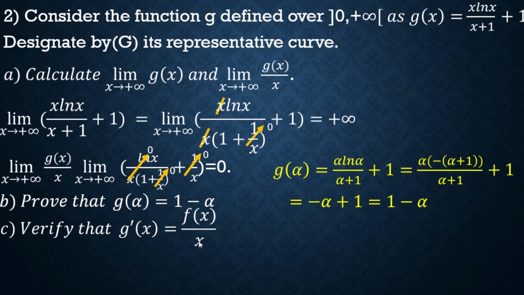Verify that g prime of x equals f of x over x. G prime of x, g of x has the form of u over v. The numerator has the form of u times v. Okay, u prime v. What is u prime v?